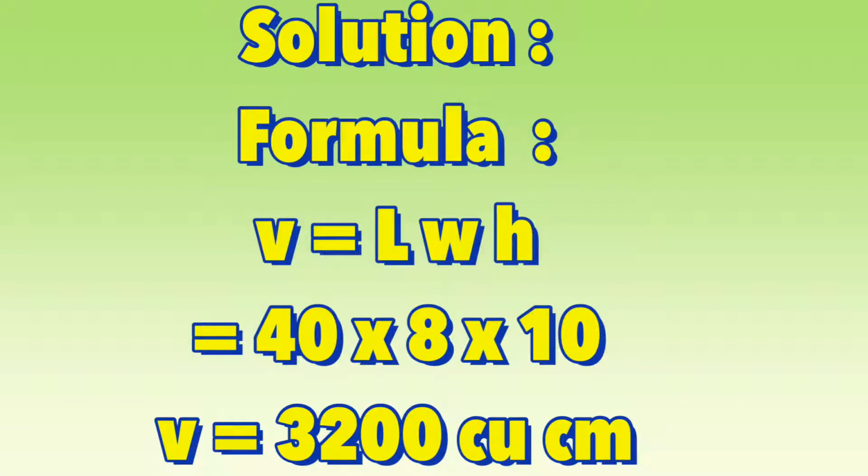So the given length is 40 times the width, which is 8, and the height, which is 10. So the product is equal to 3,200 cubic centimeters. That is now the volume of the rectangular prism.